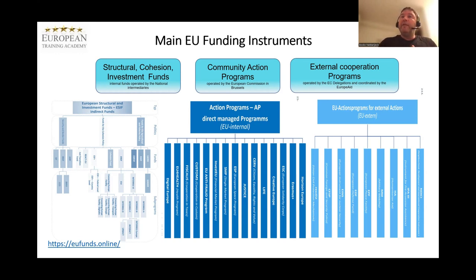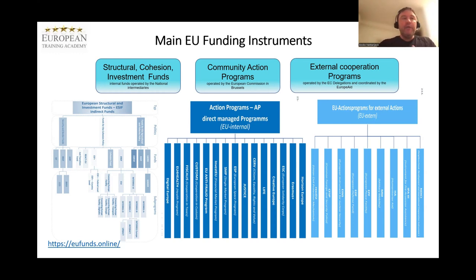Then you have community action programs, and this is where Horizon Europe fits. And part of Horizon Europe is the European Innovation Council scheme. So community action programs are operated by the European Commission in Brussels. And under the European Commission in Brussels, you find an increasing number of agencies now being created pretty much to employ and fund all the bureaucrats.